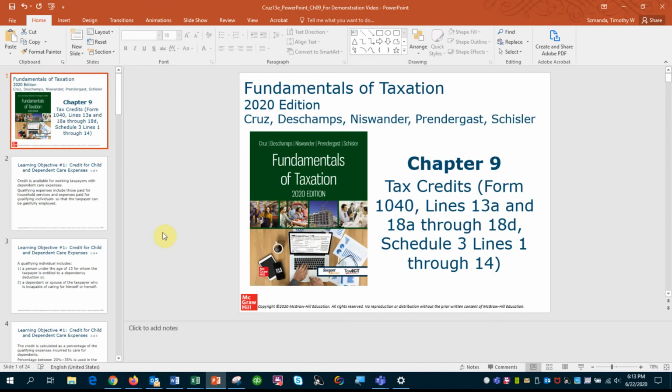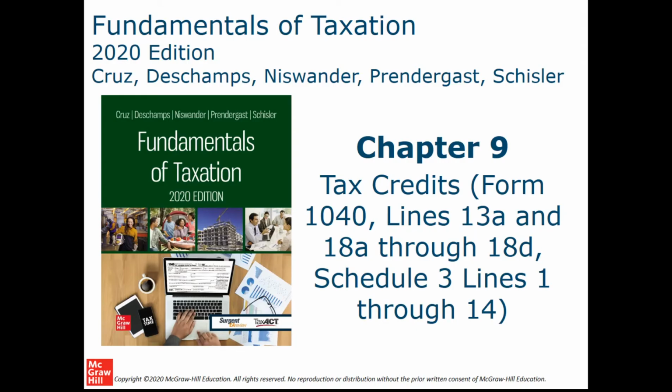Hello everyone. In this video we'll be going through some of the topics and concepts in Chapter 9, and this relates to tax credits. So tax credits generally are a dollar for dollar reduction in the amount of a taxpayer's obligation or tax liability. Unlike a deduction, where the value of that deduction is only worth the amount of the deduction times the taxpayer's marginal tax rate.